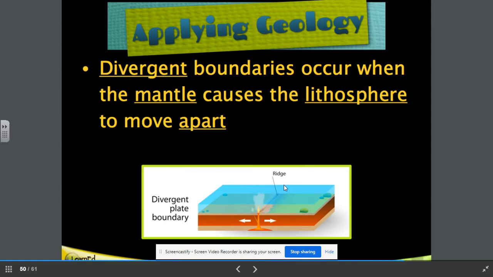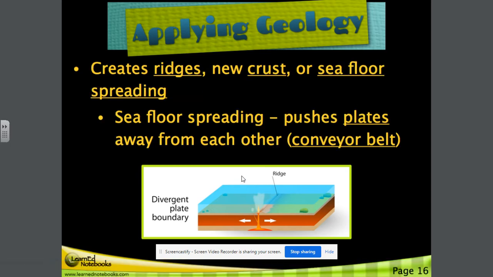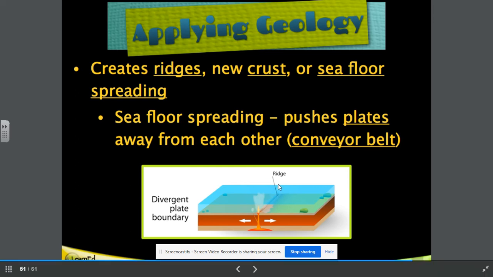Divergent boundaries occur when the mantle causes the lithosphere to move apart. We have this plate moving this way. We have this plate moving this way. Here you can see where the plates are moving apart. A ridge is forming. This one happens to be under the surface of the ocean. This creates ridges, new crust, or seafloor spreading.